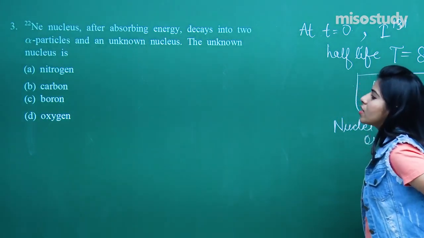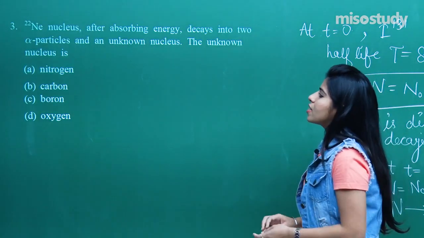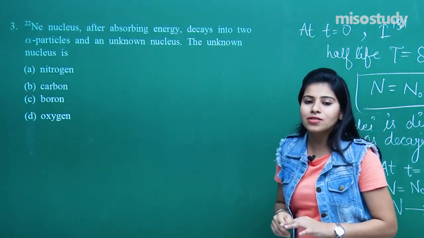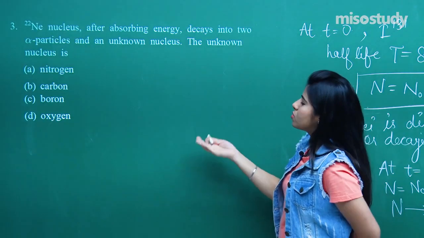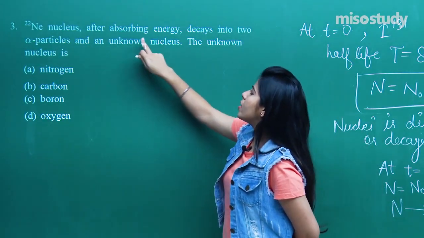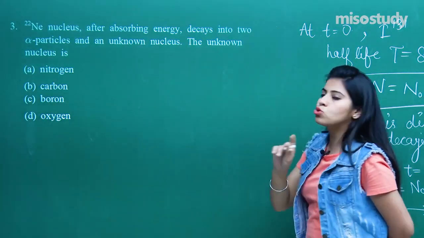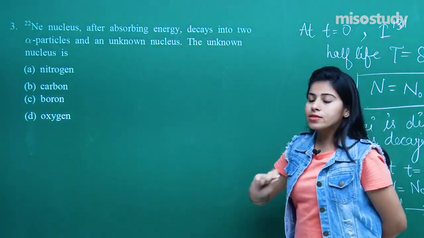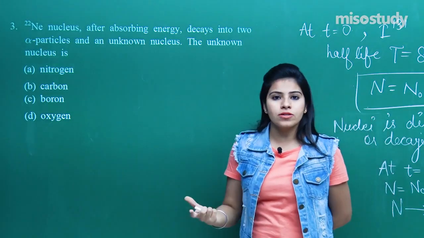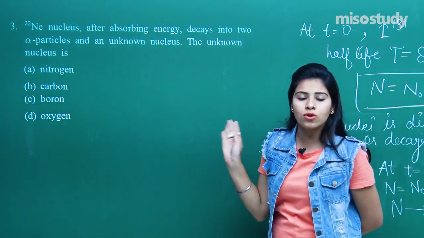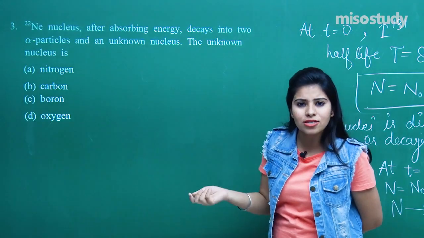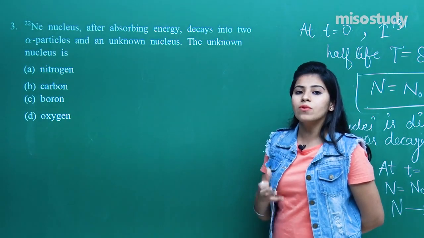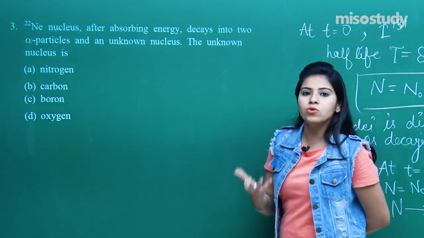Alright, so we have the third question, and this question says that a neon nucleus, 22 is the mass number, after absorbing energy, decays into 2 alpha particles and an unknown nucleus. The unknown nucleus is what? How would I know if I am not going to attempt this question? So let me begin. We have to tell which is the unknown nucleus.